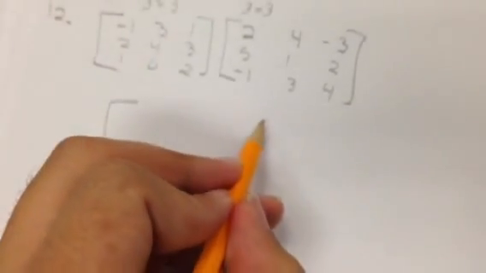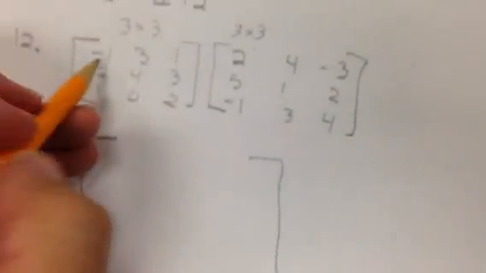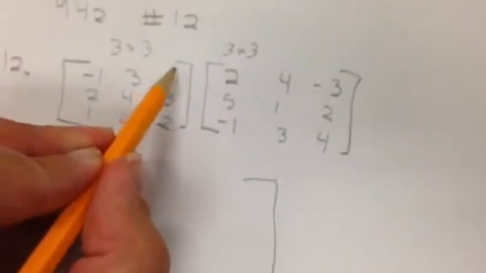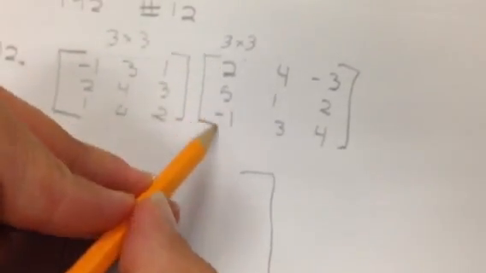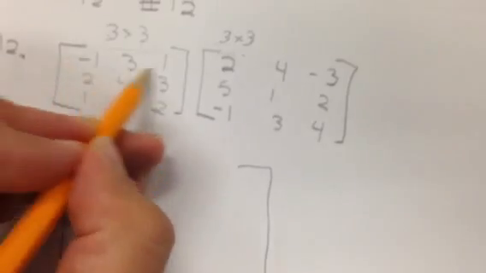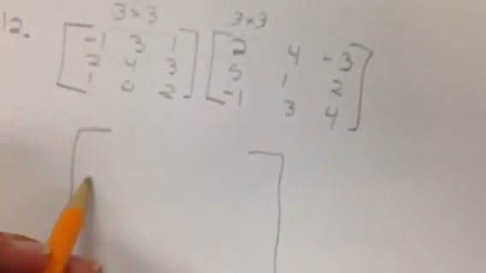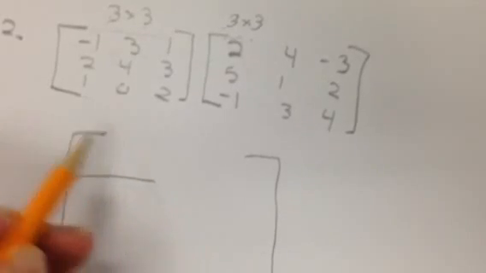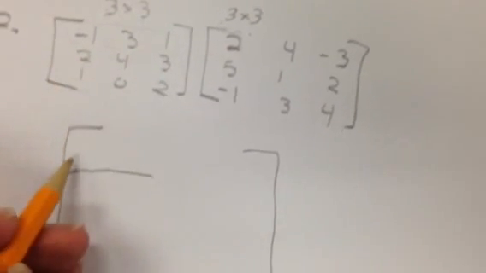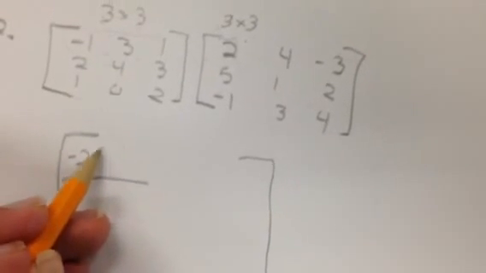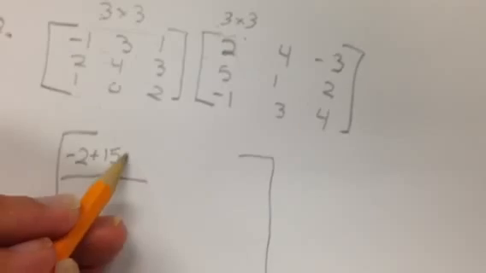I'm making it really big right now because I know there's going to be a lot of stuff going into it. Now we look at this. When we multiply, we take a row and we multiply it by a column. This is the first row of this one and the first column of the second one, which will give us the result for the first row, first column. We multiply all the elements: negative 1 times 2 is negative 2, 3 times 5 is plus 15, 1 times negative 1 is minus 1.